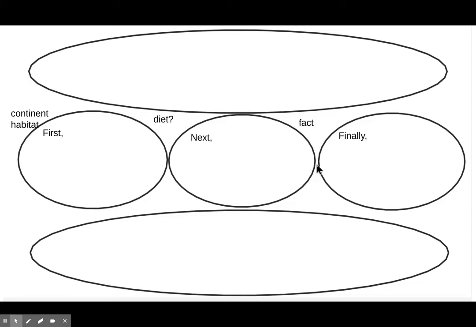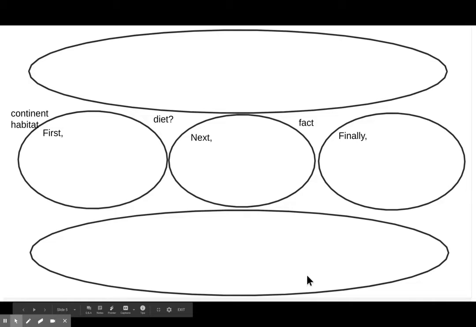Our second paragraph will be about diet. And our final paragraph could be about 2 really interesting facts or just one that you learned about kangaroos. And then we'll wrap it up. So go ahead and pause the video now, get your piece of paper and create your mind map.